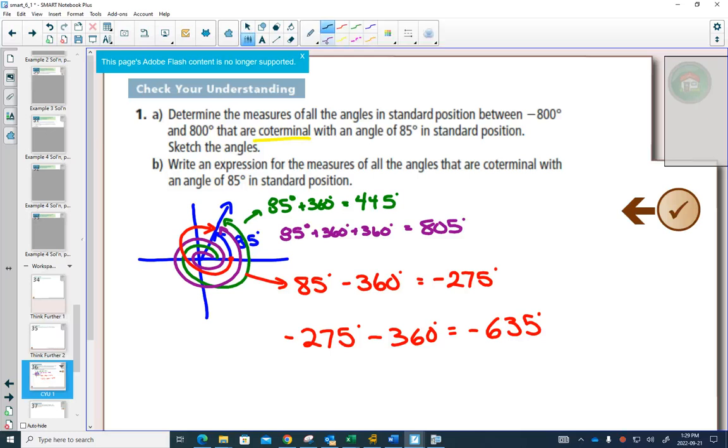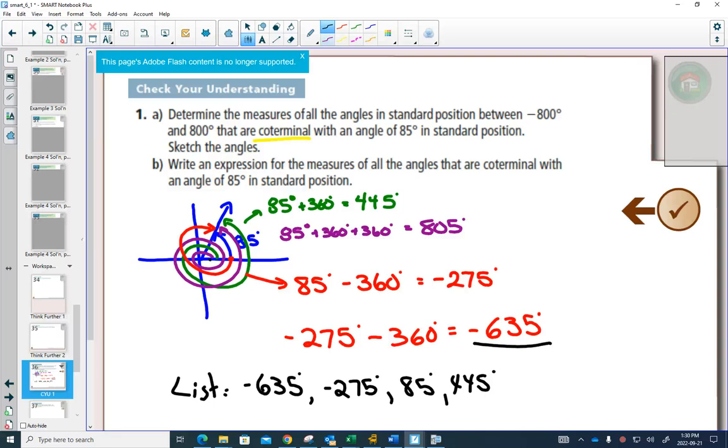So if we wanted to make the list, because it said to determine the measures of all the angles between negative 800 and positive 800, you'd have negative 635, negative 275, positive 85, and positive 445. This would be the list of all of them. The diagram is really messed up right now with all of those colors and circles. But I didn't sketch the last negative 635. I'll underline it in black. Can you see that that would be once around, twice around?